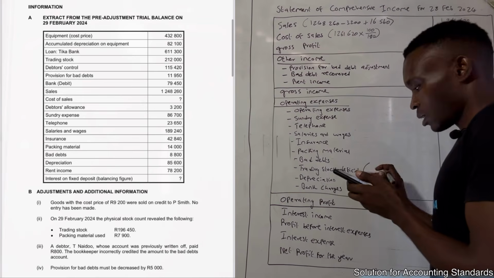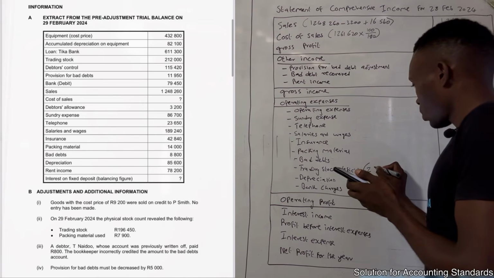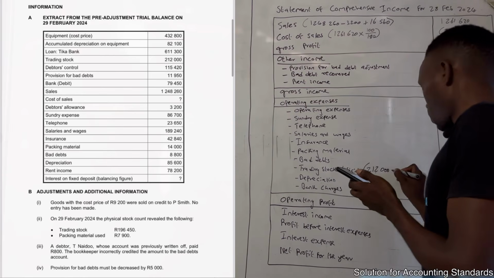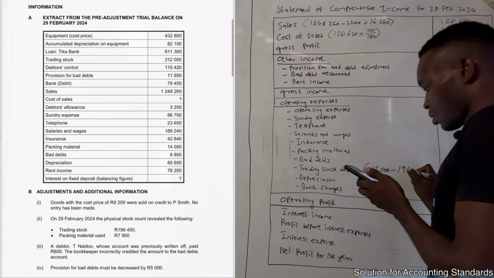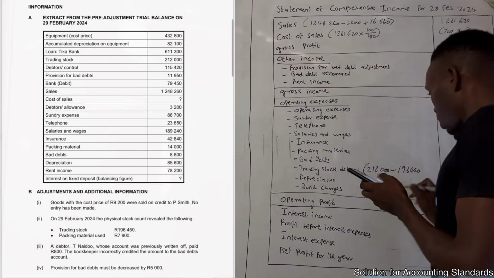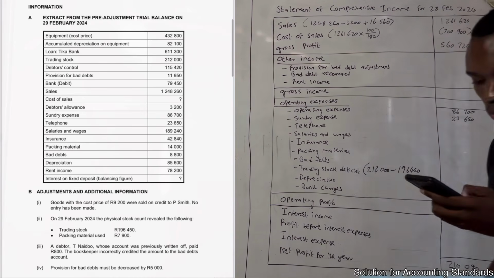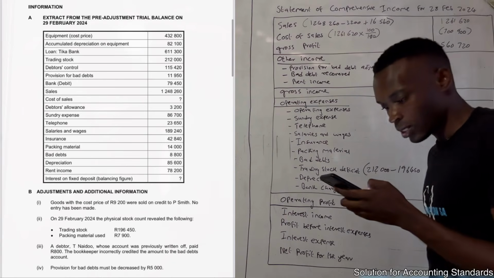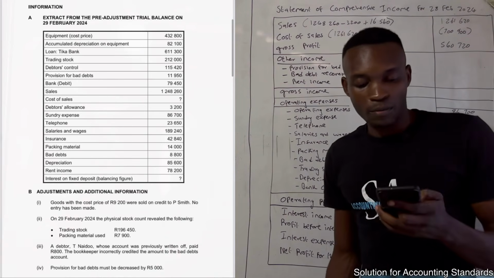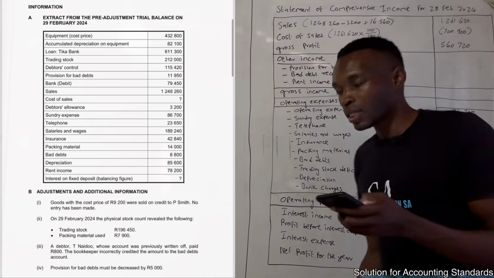Opening is not 196, guys. Closing opening is 12,000 minus closing of 196, 450. You must also remember to subtract the stock which was sold using the cost price from Roman figure number 1. It was 9,200.